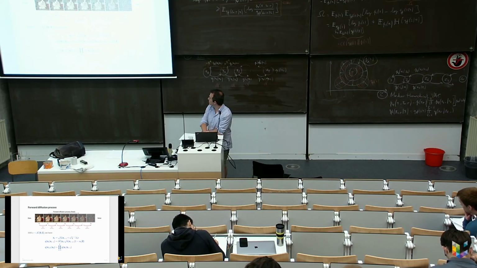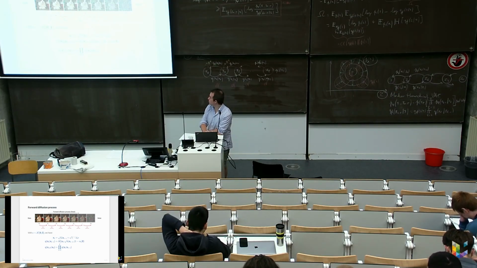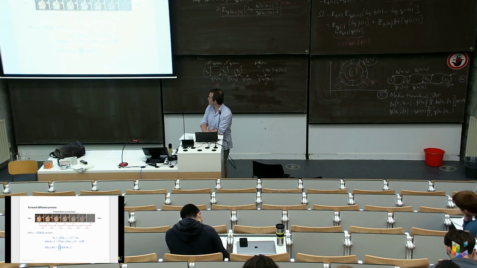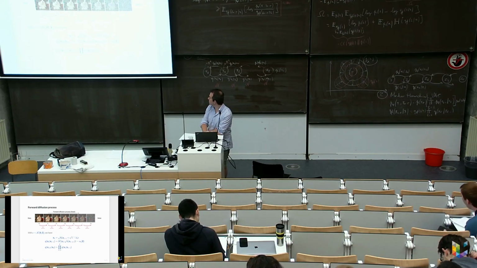In this case, the standard deviation would be the square root of 1 minus alpha t. Okay? So that's exactly the same as saying that q of xt given xt minus 1 follows a Gaussian distribution describing the distribution of xt, where the Gaussian is centered at the square root of alpha t times xt minus 1, and where the covariance matrix is equal to 1 minus alpha t times the identity.